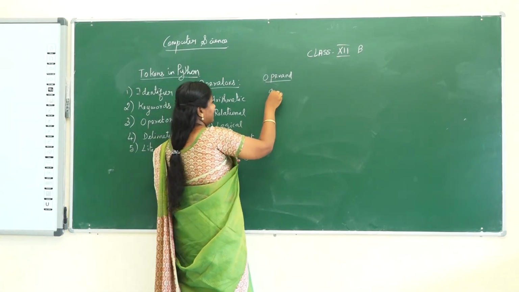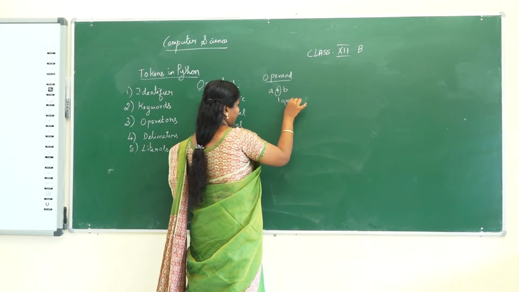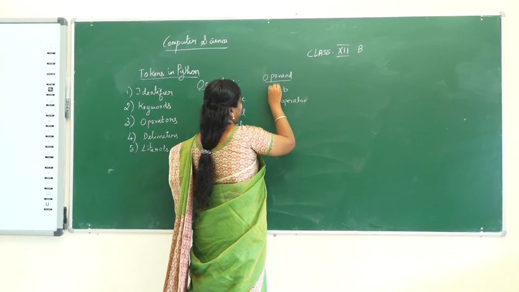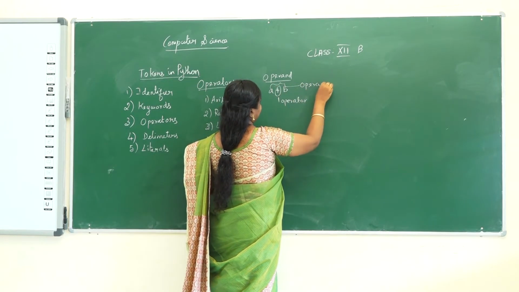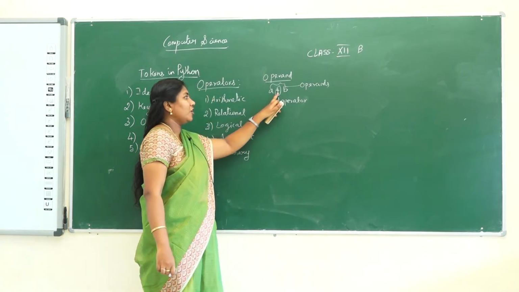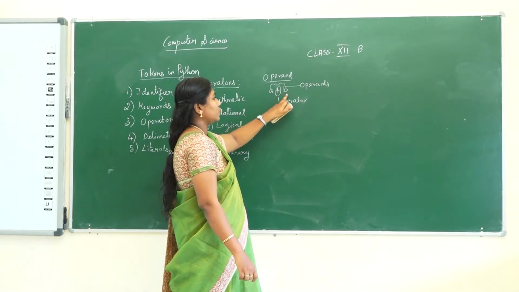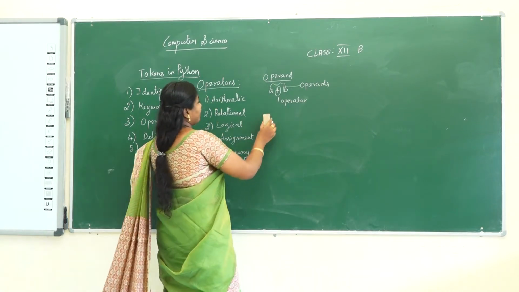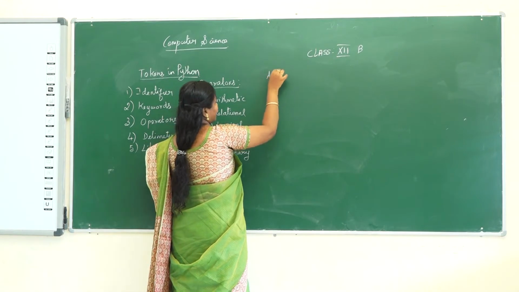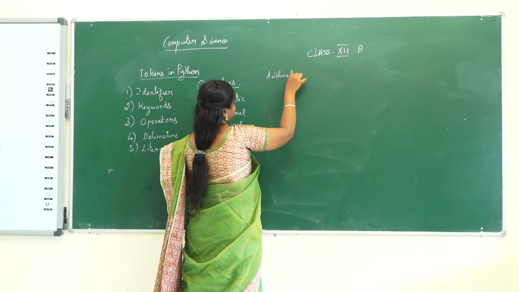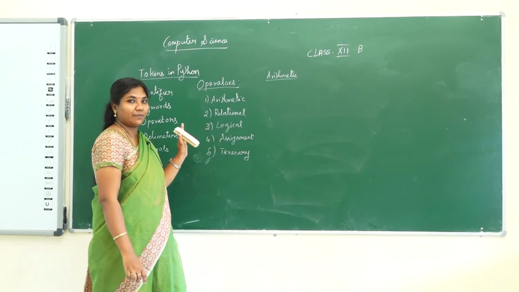For example, I am having a plus b. Here plus is the operator, and a and b are the operands. So the operator acts on operands. This is the operator and these two are the operands. Now first we are going to see about the arithmetic operator. It is used to perform mathematical calculations.